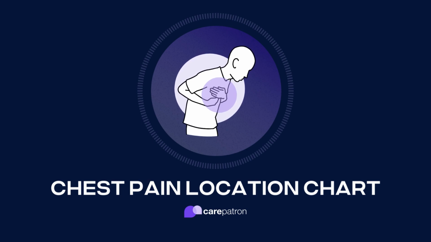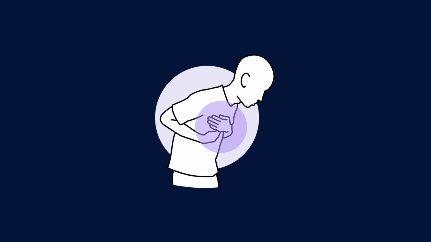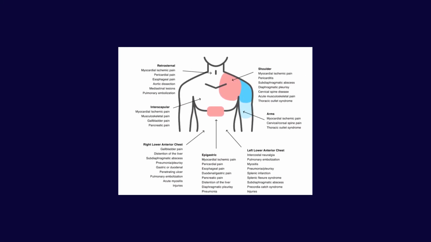In this video I will be guiding you through how to use the chest pain location chart. A chest pain location chart is a crucial diagnostic tool in the healthcare industry designed to accurately pinpoint the potential origin of chest discomfort. This chart typically features a human torso diagram, allowing patients to indicate the precise area of their pain.